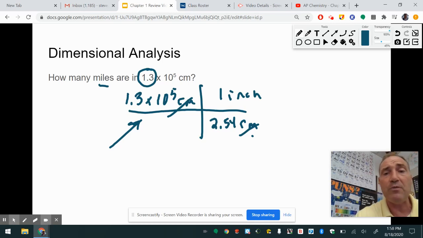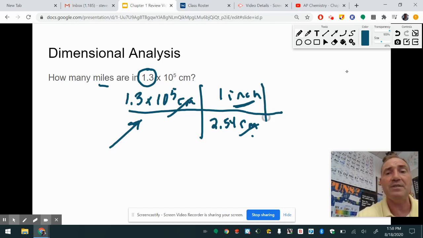Now, I'm not going to make you memorize US customary ones with metric. You don't have to know that kind of stuff on the AP exam. Just know metric. That's all you have to know from me. But if I do give you this problem, I would have to give you the conversion factors. You'd have to set it up.